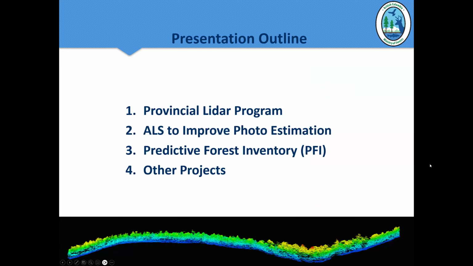Okay, so here's a presentation outline. I'll talk a bit about this new provincial LiDAR program that just got underway last summer. The second point, I'll talk a bit about how we're using airborne laser scanning to improve photo estimation for our VRI process. Third, I'll talk a bit about the predictive forest inventories that we're generating with the LiDAR data, which I've talked a bit about in the past. And I'll end off with a few of the other projects that are keeping us busy when we're not doing the other 1, 2, and 3.